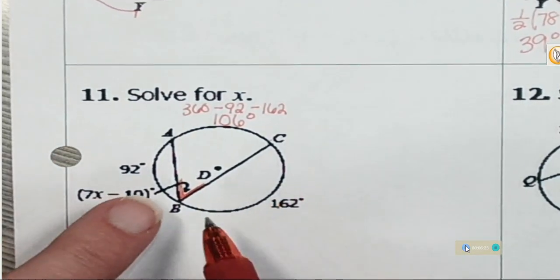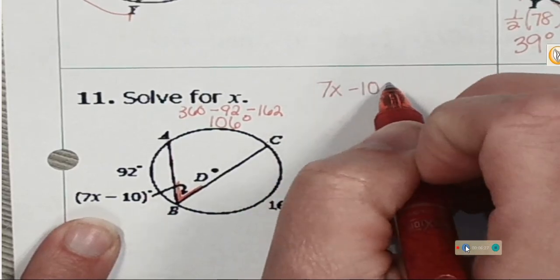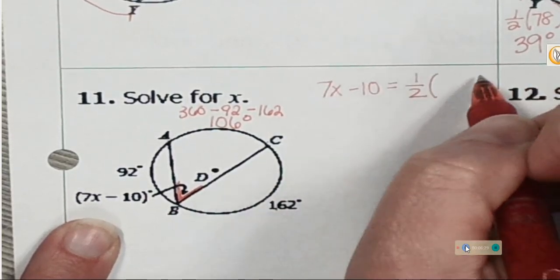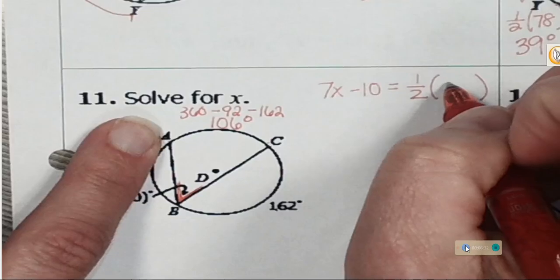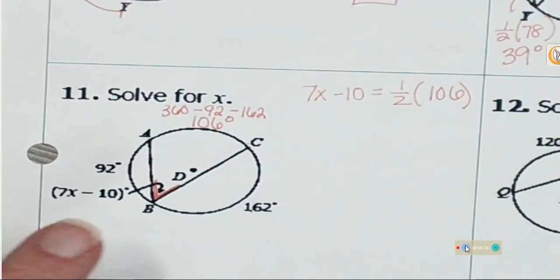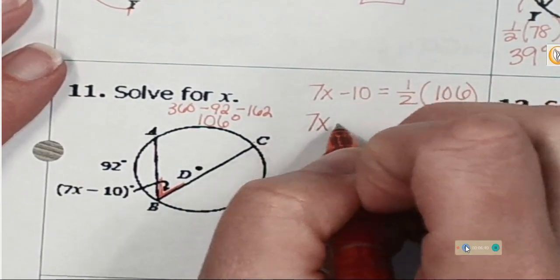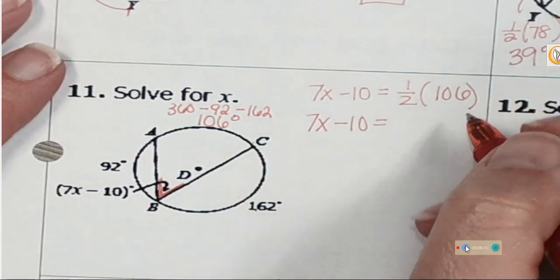So now, this angle, which is 7x minus 10, is equal to 1/2 its arc. And what is the arc? 106. So the inscribed angle equals 1/2 the arc. So now we start solving. 7x minus 10 equals, what's half of 106?